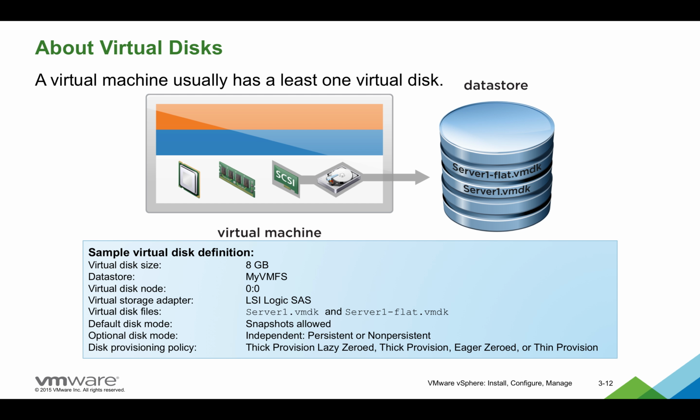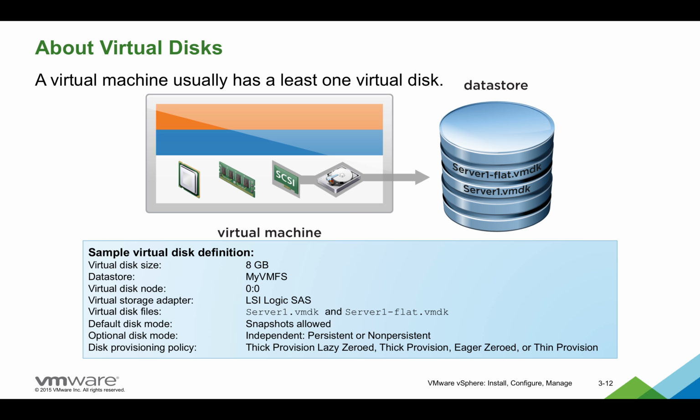About virtual disks. A virtual machine usually has at least one virtual disk. Adding the first virtual disk implicitly adds a virtual SCSI adapter to complete the connection. So you have at minimum one virtual disk per virtual machine. The .vmdk file is stored in the data store. Remember that this is the .vmdk file that actually holds the data.